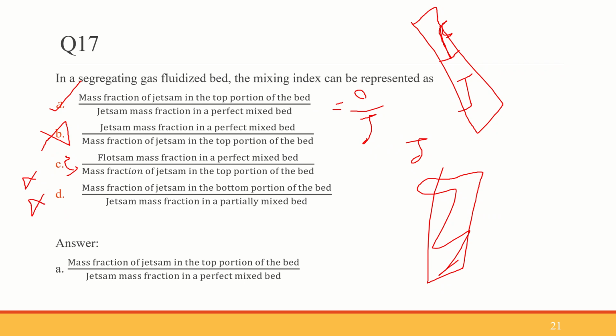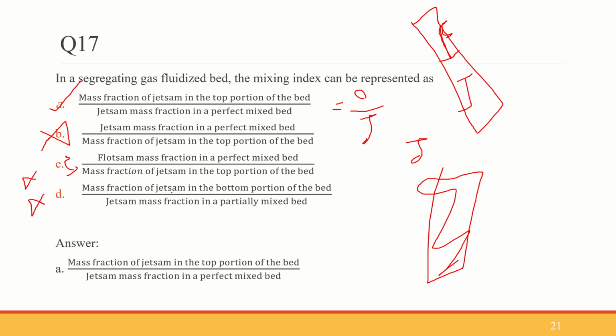Again this is false. Why? Because the mass fraction of jetsam in the bottom portion of the bed divided by the jetsam mass fraction in a partially mixed bed. Again, we cannot compare with the partially mixed bed, and the mass fraction in the bottom portion of the bed might be higher than the jetsam mass fraction in the partially mixed bed, so it would not give us a proper accounting.